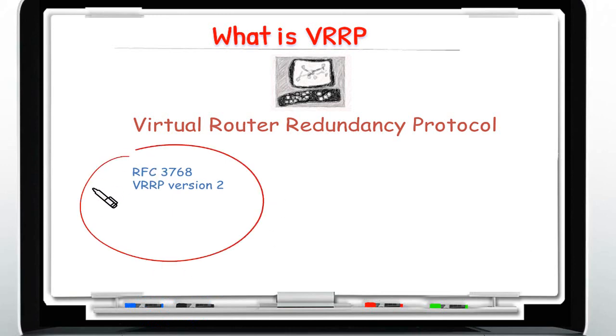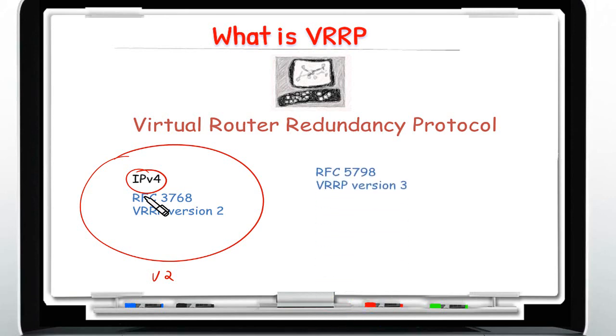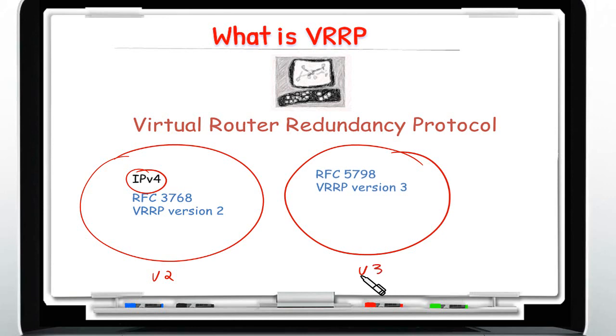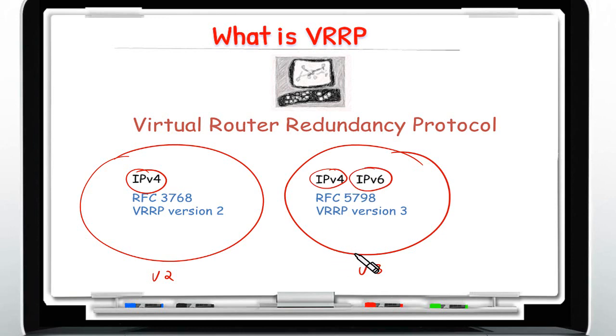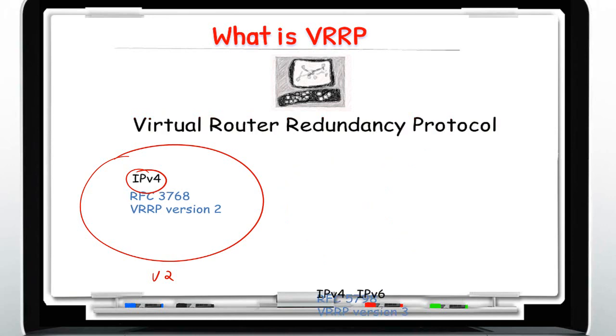There is RFC 3768, which defines VRRP version 2, which is an IPv4 solution. And there's a new and enhanced update to this RFC. There's RFC 5798, which is also known as VRRP version 3. And this RFC supports both IPv4 and also now IPv6. In this video, we're only going to talk about IPv4. We're not going to discuss IPv6.